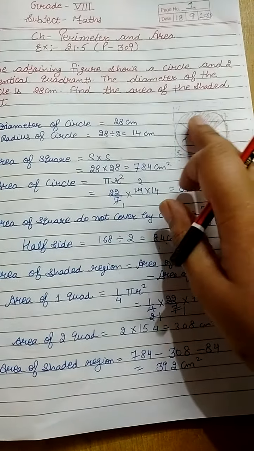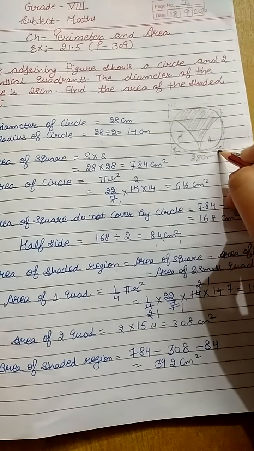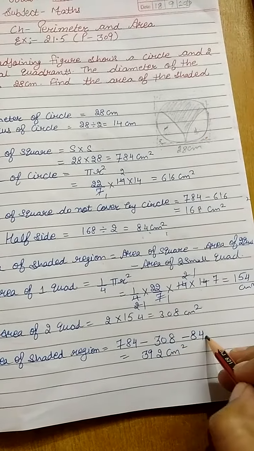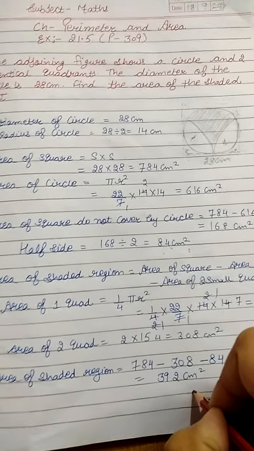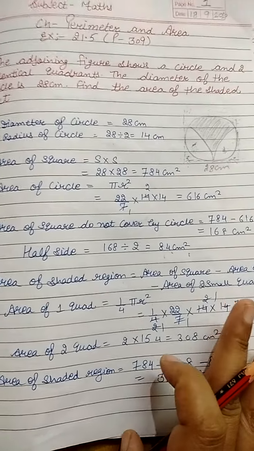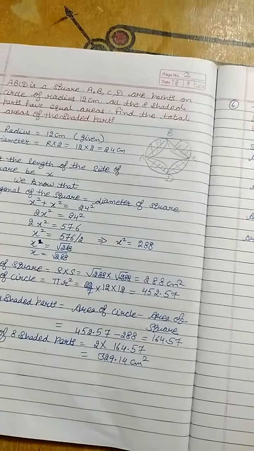Area of the square minus the area of this quadrant and minus the area of this one portion, subtract both, then you will get their area, that is 392 centimeter square. Clear? Okay, now come to the next question.